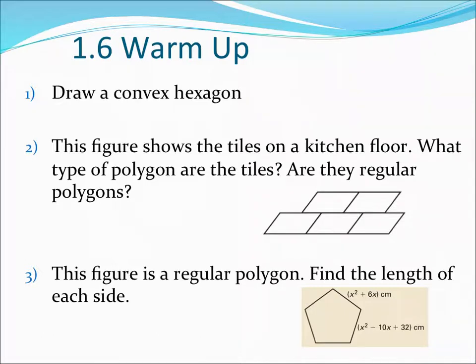A hexagon is how many sides? 6. So you just had to draw it in which it would connect 1, 2, 3, 4, 5, 6, something like that, where it doesn't cave in, right? You can't have it cave in like that. That would be concave, so it can't cave in. That's the difference between convex and concave.